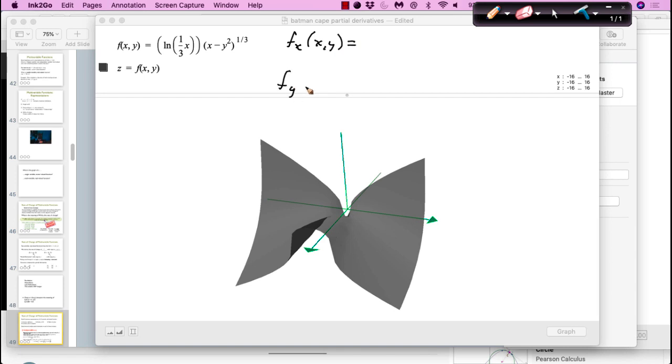Can you do it? So again, you're using all the same derivative rules that you learned in Calc 1: chain rule, product rule, quotient rule, power rule, all those basic rules. But now you have another variable, and the one that you're not doing the derivative with respect to, you treat as a constant.